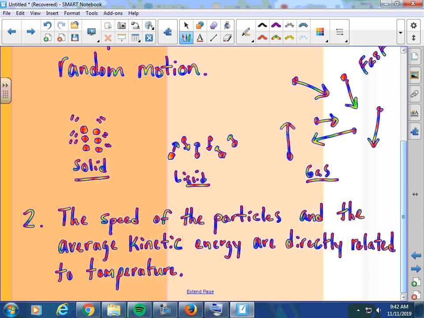So I said the speed of the particles and the average kinetic energy. Again, this average kinetic energy is the energy of motion. The more kinetic energy they have, the faster they're going to be going. The less kinetic energy they have, the slower they're going. That's what that means. Does that make sense to everybody?